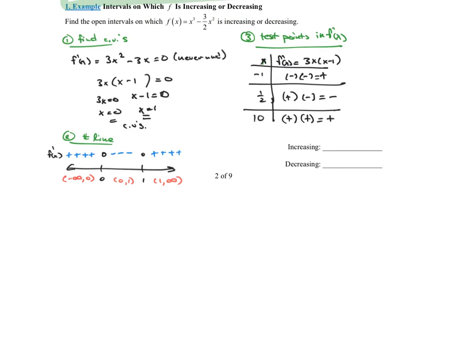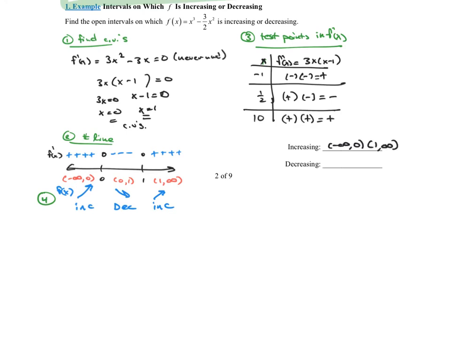Now we need to do step 4, which is to interpret what we just figured out. Well, what do we know? We know if the derivative is positive, that function must be increasing. If the derivative is negative, that function must be decreasing. Again, the derivative is positive, so it must be increasing on that interval. So let's look at this. What were the intervals of increasing? The intervals of increasing were from negative infinity to 0 and 1 to infinity.